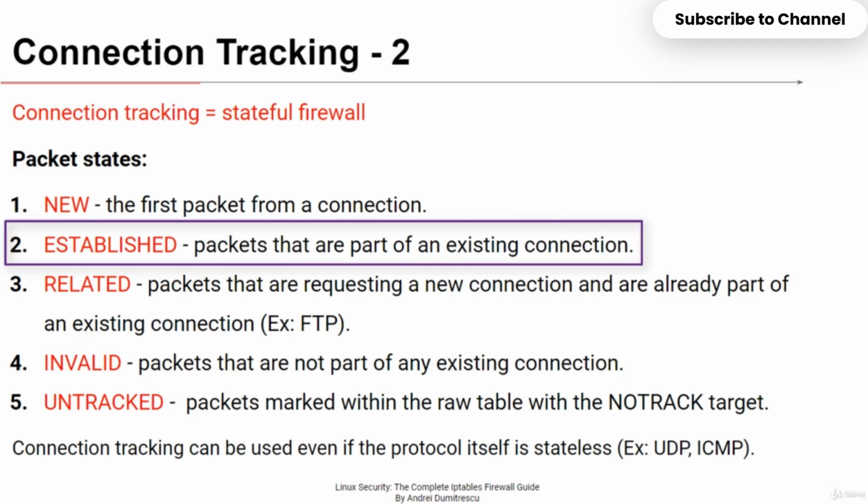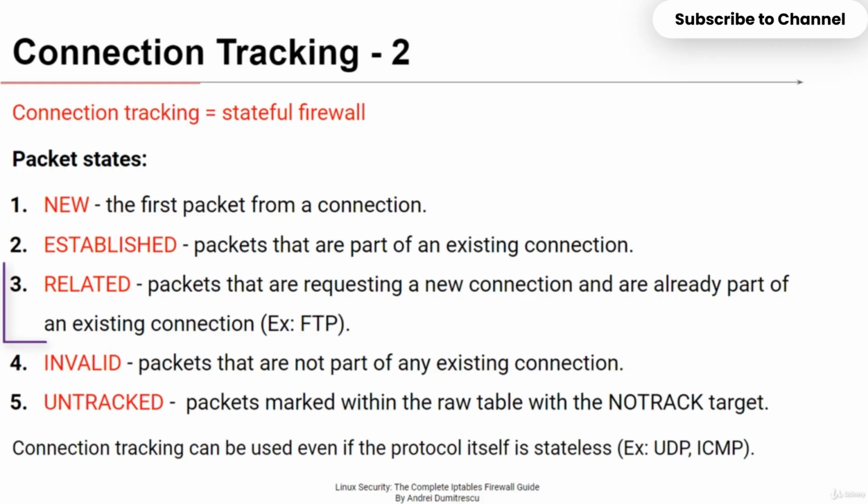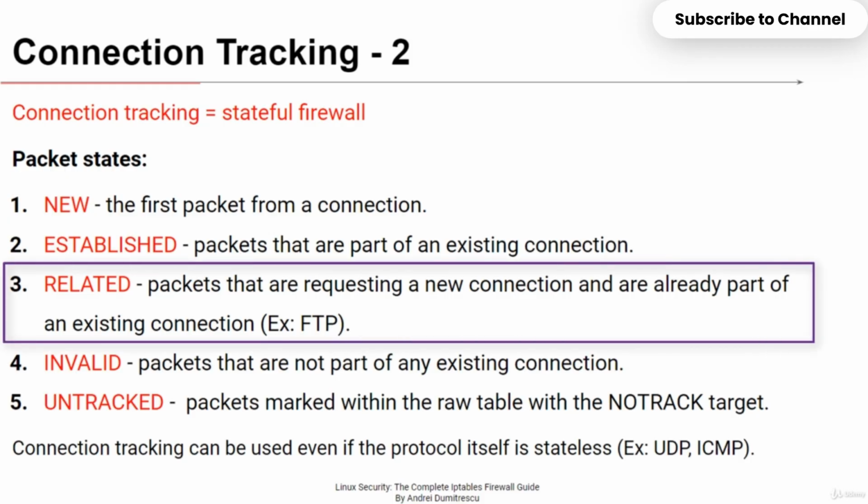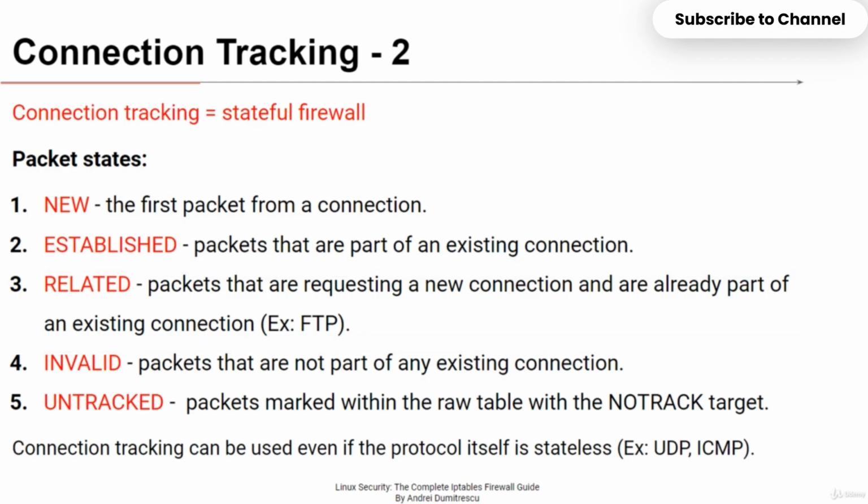Packets in the established state are those that are already part of an existing connection. All packets of the connection starting with the second packet and until the last one are in the established state. Related packets are those that are requesting a new connection but are already part of an existing connection, such as an FTP data transfer or an ICMP error. In general, it's good practice to accept these packets.